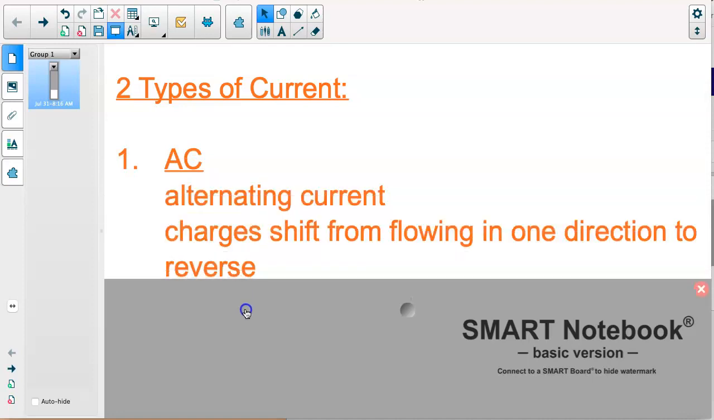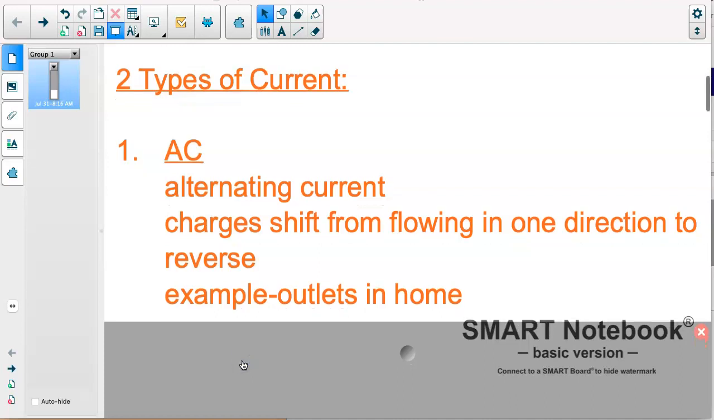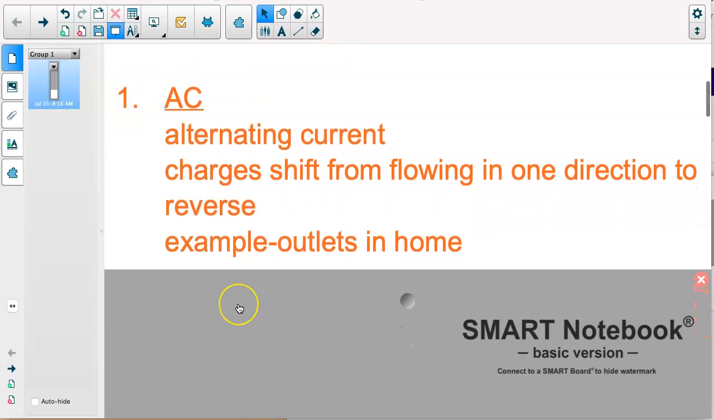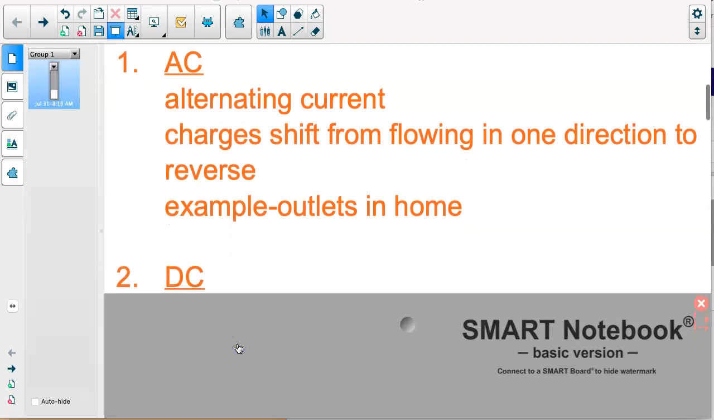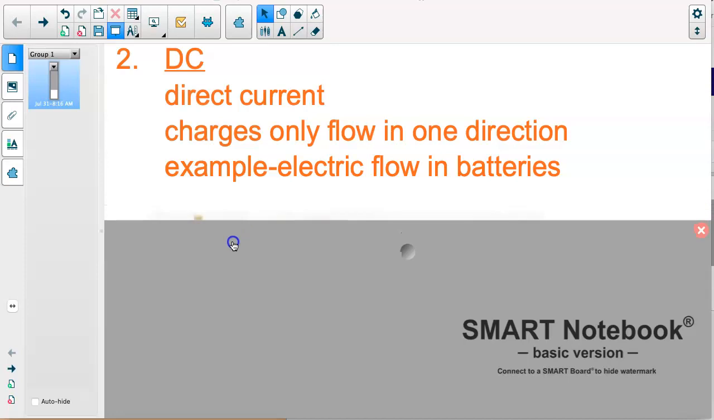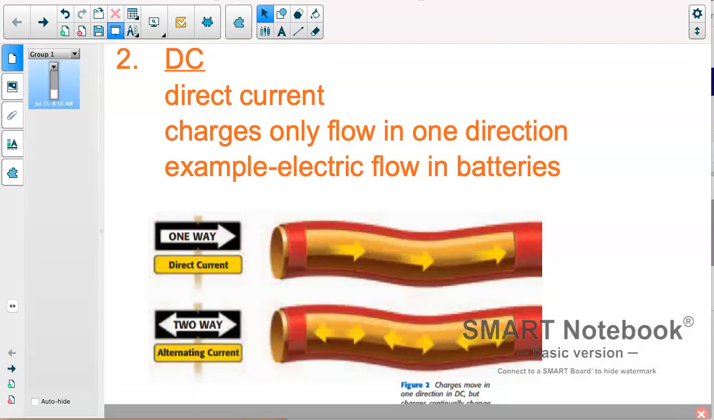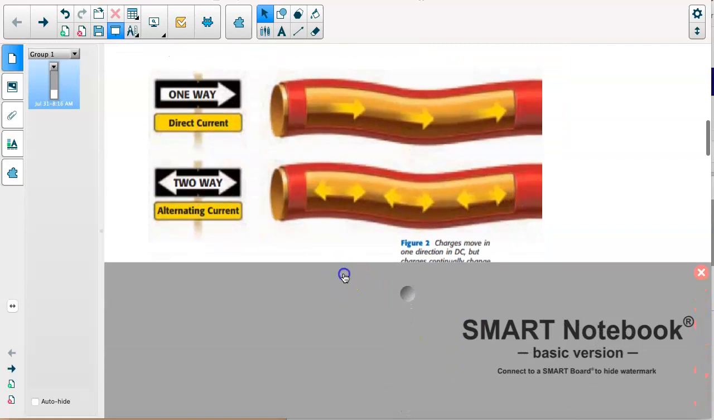AC means alternating current. So the charges shift from flowing in one direction to the reverse. If you think about the outlets in your home, those are great examples of alternating current. The charges flow in one direction and then reverse. DC is direct current, so it flows only in one direction. A great example of DC, or direct current, would be batteries. They only flow in one direction. If you think of it like a one-way on the street, the charges can only flow in one direction, whereas with alternating current, they can go back and forth. So that's just a visual to help us remember that.